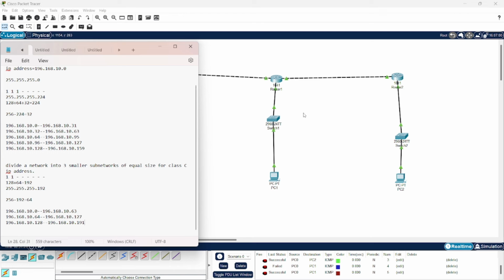Similarly, you would then draw the arrangement, make connections, put IP addresses accordingly, and you can send your message.